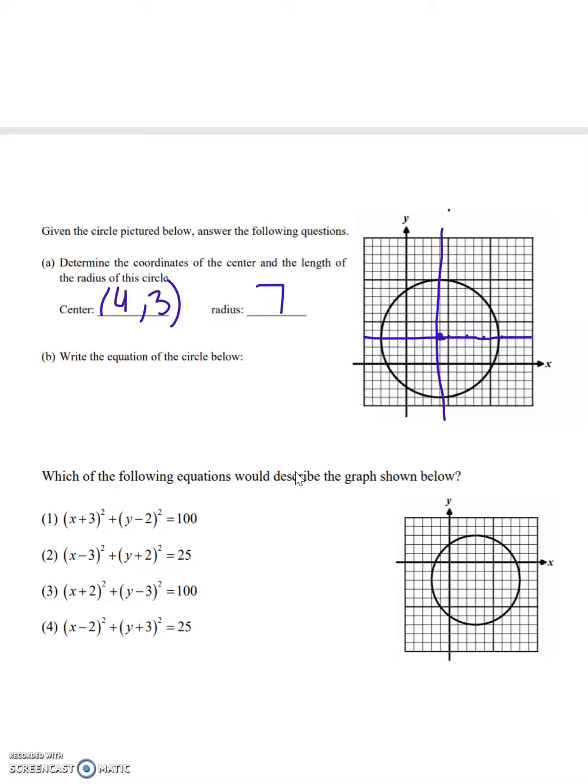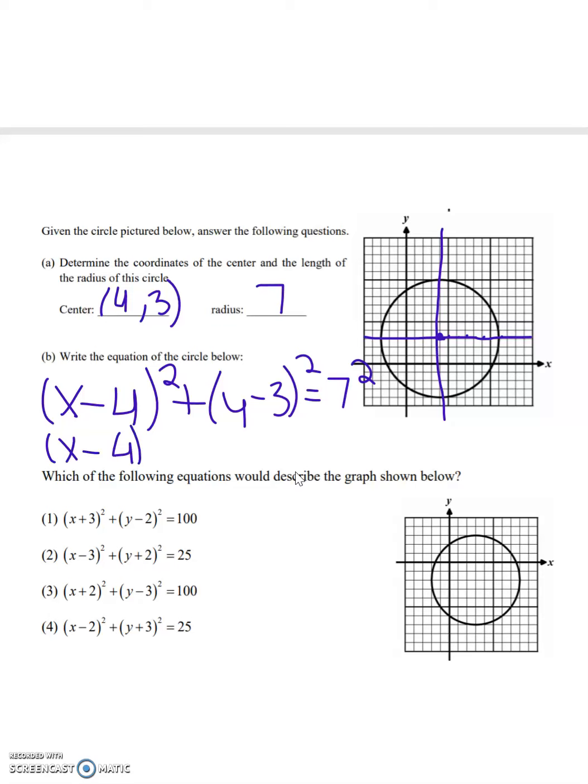So now write the equation. That was like what we did in the first couple examples. So we're plugging these in. So we have x minus 4 squared plus y minus 3 squared equals 7 squared. And when we simplify, we get x minus 4 squared plus y minus 3 squared equals 49.